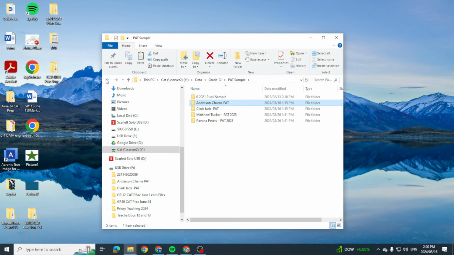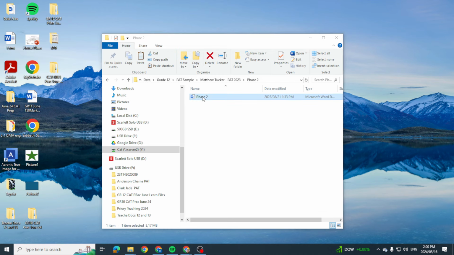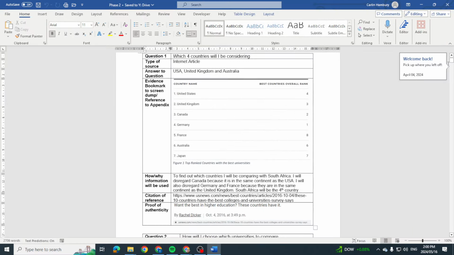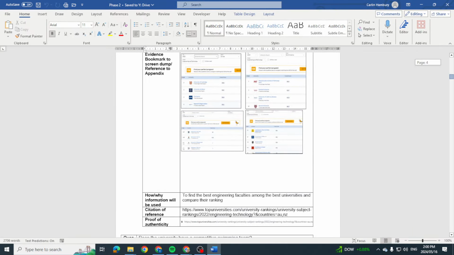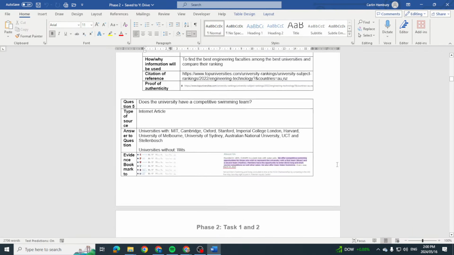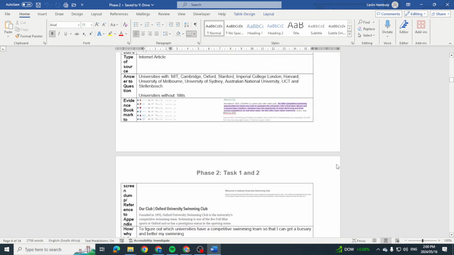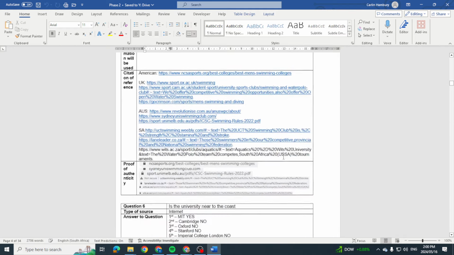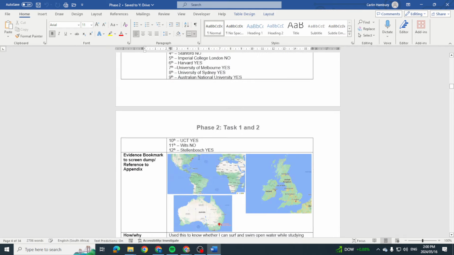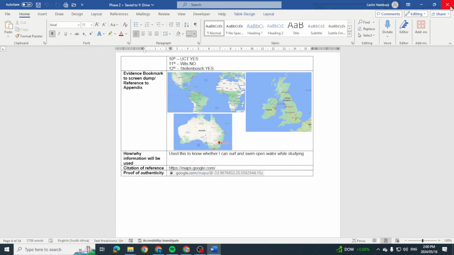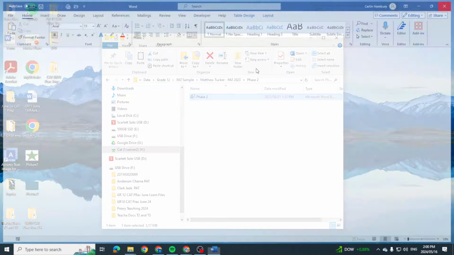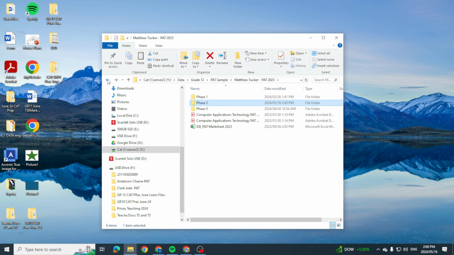Now, when we look at the IEB, theirs is different because in phase 2, we are still in this document where you are answering the questions which you created in phase 1. You're providing evidence, screenshots, links, all of these types of things.